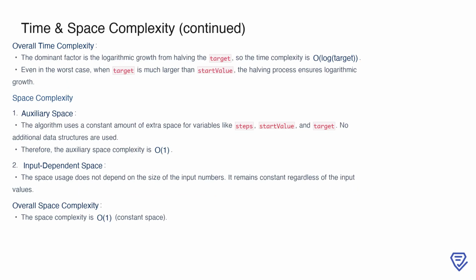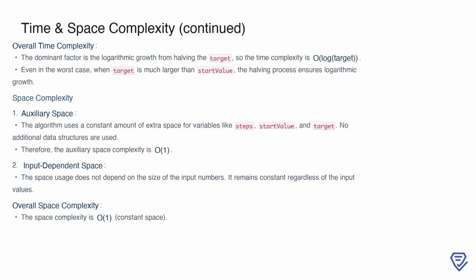Now, summarizing the overall time complexity, the most significant factor is the logarithmic growth caused by halving the target. This ensures that the time complexity is O(log target). Even when the target is much larger than the start value, the halving process remains efficient, as it reduces the target in logarithmic steps. Moving to space complexity, this algorithm uses only a small, constant amount of extra space.